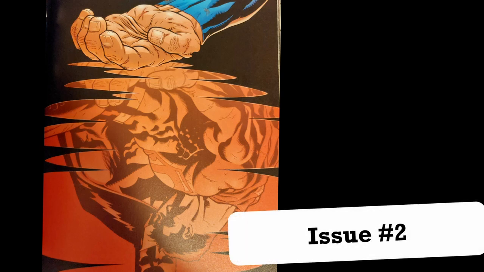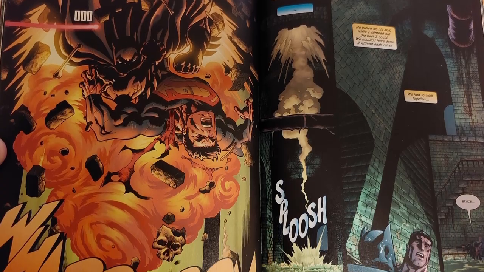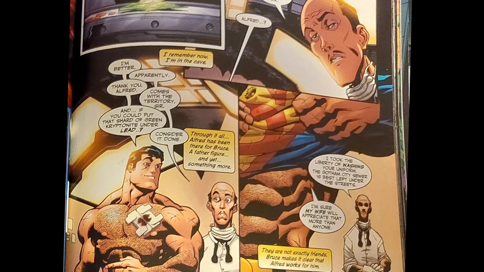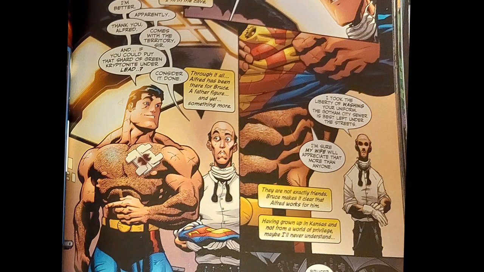Issue number 2. Batman uses a mini explosive to get him and Superman from the grave to the sewer system, where they make their way to the Batcave. There, Alfred, with his superior medical skills, manages to remove the kryptonite bullet from Superman's body.